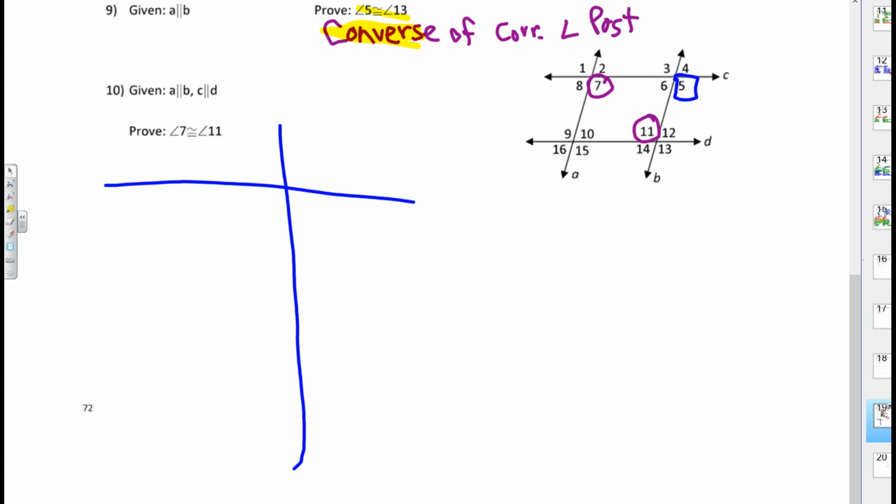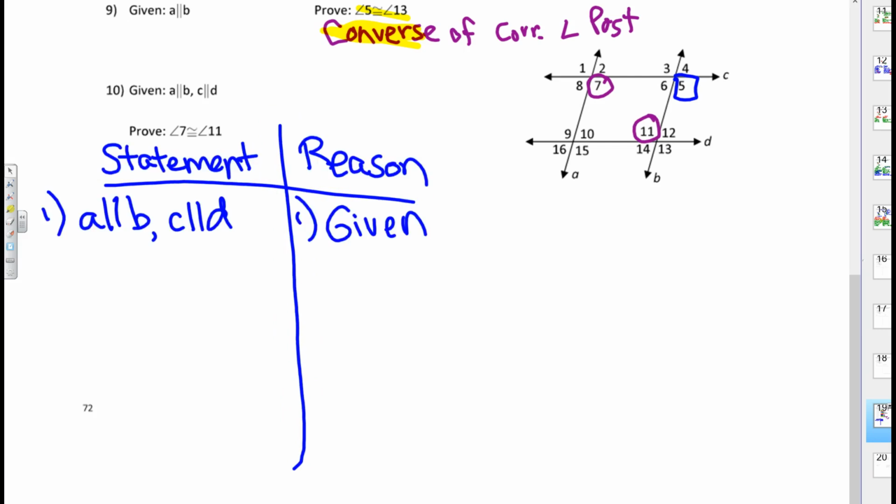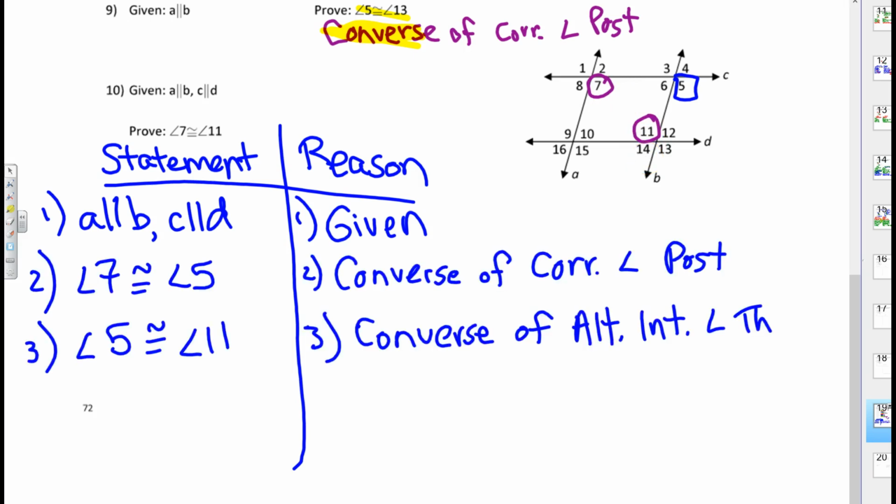We always set up the same way, by making our T-chart, doing statement, reason, and listing my givens. Now, for my next 2 steps, I'm going to describe how my helper angle relates to the 2 other angles I've chosen here. And so I do just that. Angle 7 is congruent to angle 5 by the converse of the corresponding angles postulate, and angle 5 is congruent to angle 11 by the converse of the alternate interior angles theorem.